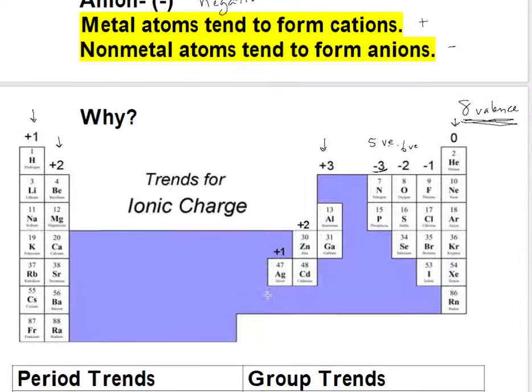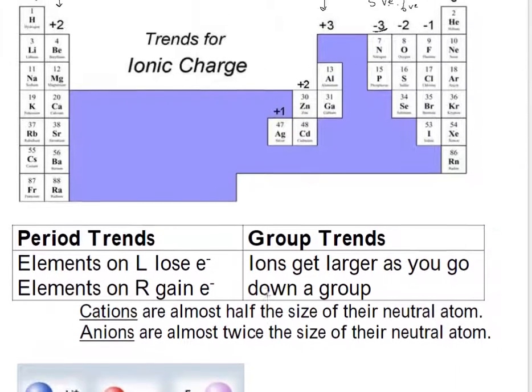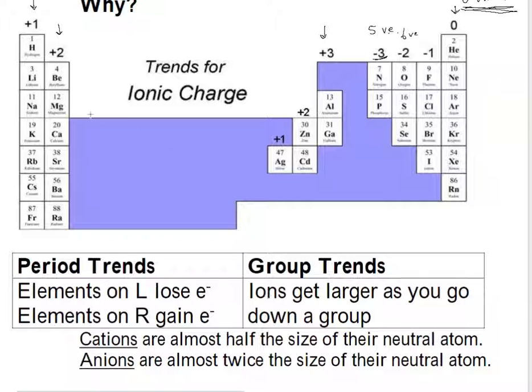All right. So the elements on the left tend to lose electrons and become positive. That's what we saw up here. The atoms on the right tend to gain electrons, and that means they become negatively charged. As you go down, it's the same trend. So even if these were all charged, as you go down a group, the atoms or the ions are still going to get larger as you go down.